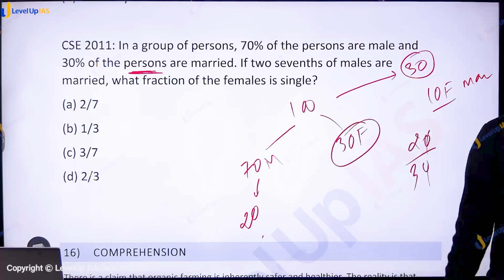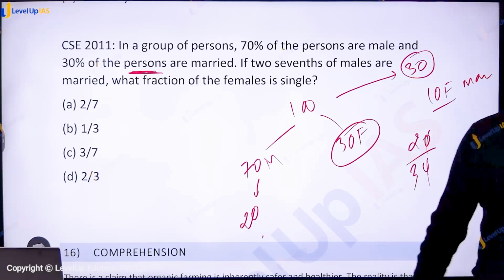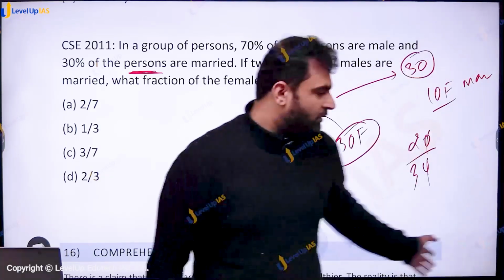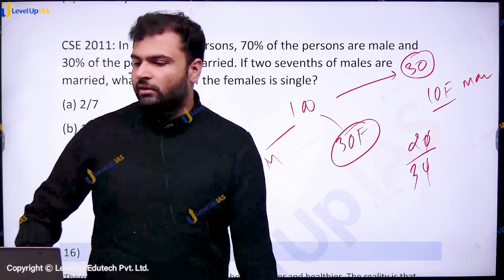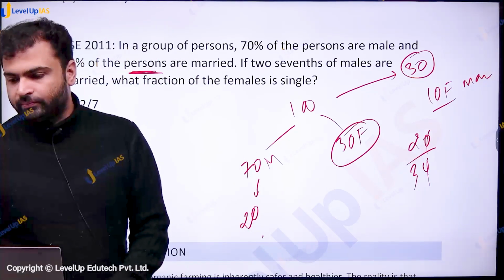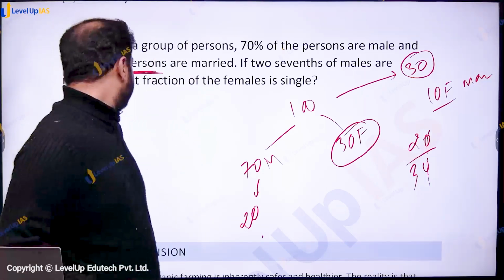It says persons. Not to each other, not necessarily. That is not possible only, because there are 20 men married and the total count of married is 30. So the answer here is 2/3, option D.